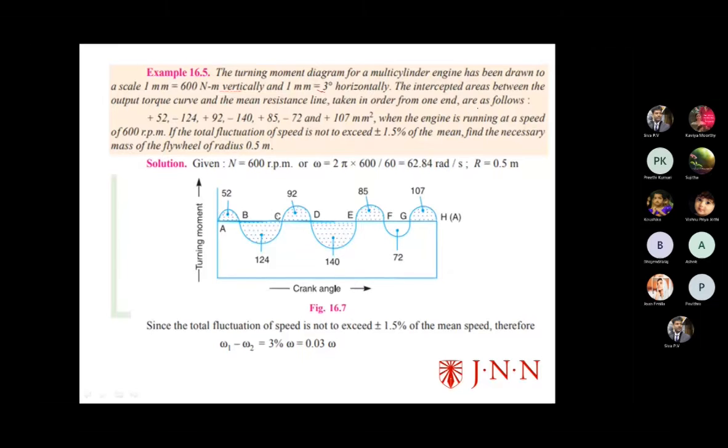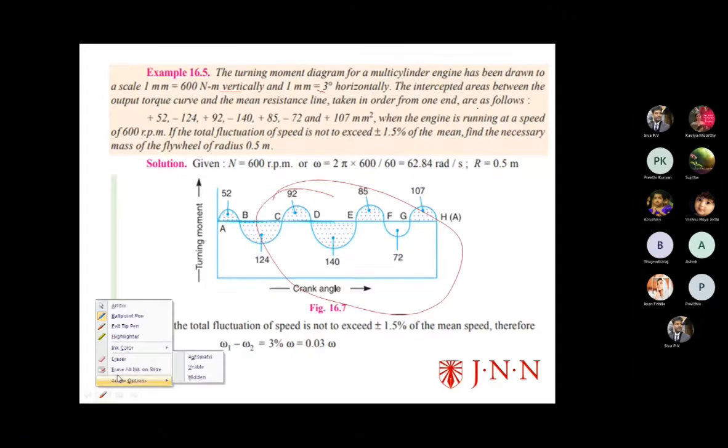Minus only the bottom one. Refer to this diagram. So plus 85, minus 72 and 107 mm square. When the engine is running at a speed of 600 rpm, the total fluctuation of speed is not to exceed plus or minus 1.5 percent.